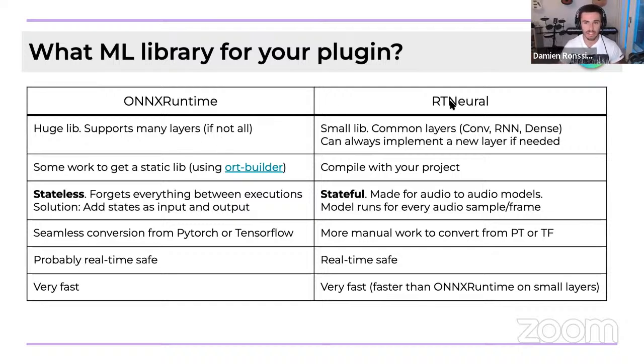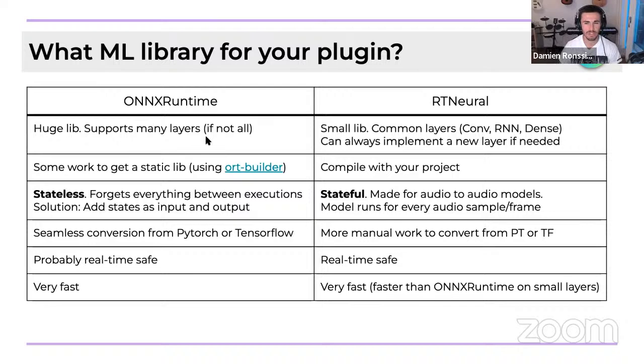And on the other hand, RT-Neural is a very small library that has the common layers that are used in audio processing. So convolutions, LSTMs, GRUs, and dense layers, plus some activation layers as well. But as I did, if you need something specific, you can always jump in the code and implement your own layer. It's pretty easy because the library is small, well documented, well written. So it's easy to jump in and implement your own stuff. I don't know if that's the case for ONNX Runtime. It's a huge library that supports many execution providers, it can run on CPU, on GPU, and stuff like that.